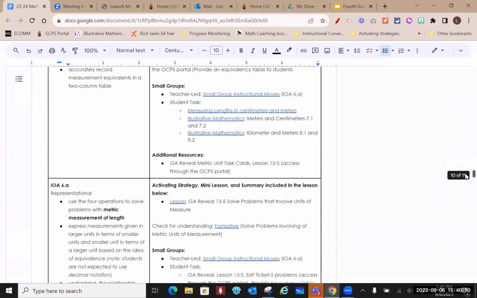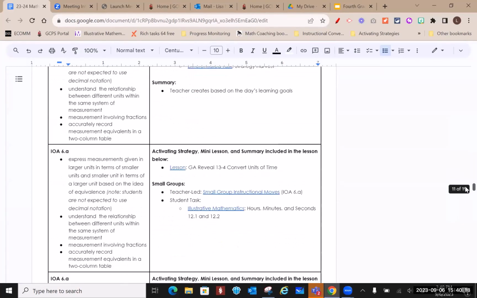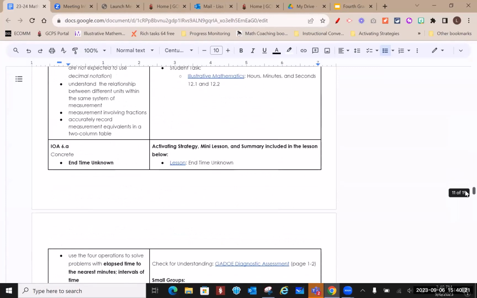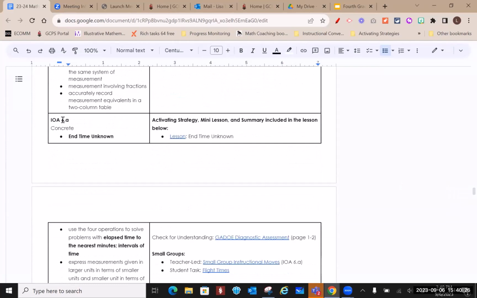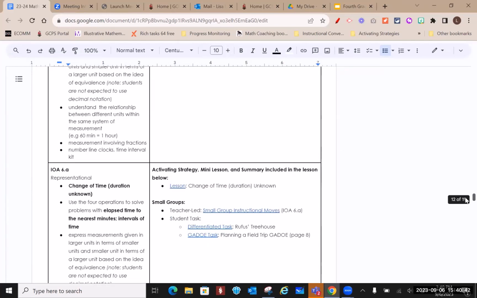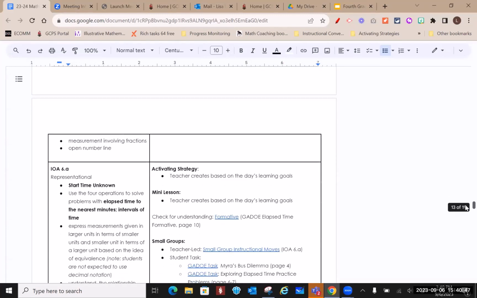After talking about metric units, we're going to be moving into time. So let me scroll down to that. Okay, here we go. Right here is our first day for IOA 6A, but we're switching gears and talking about time. You can see that we have suggested talking about end time unknown at first, then moving into change of time unknown, and then lastly, start time unknown. That is just the suggested pace for that.